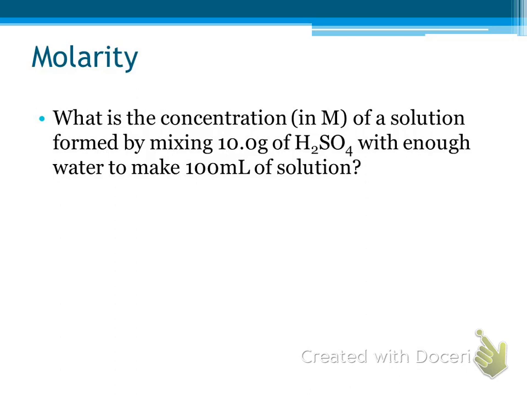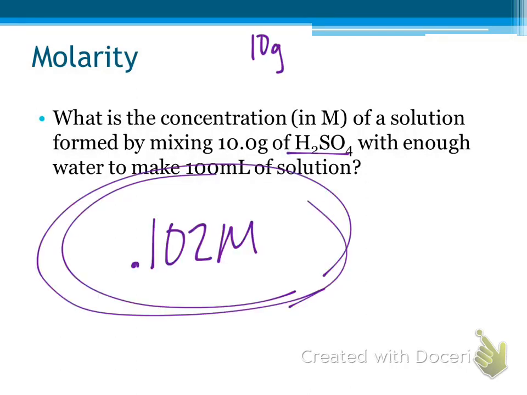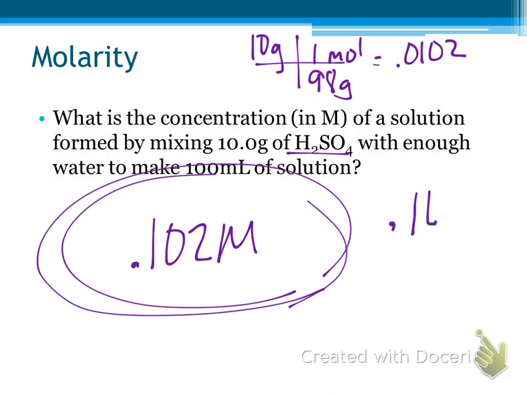So try this one. Take my 10 grams and I divide it by 98 grams per 1 mole. That gave me 0.0102. And I take that moles divided by liters. Converting your milliliters to liters is super important. Okay? Make sure you're looking at that. We agree? Is that what you had? Raise your hand if that's what you got. If you didn't quite get that, do you have questions?